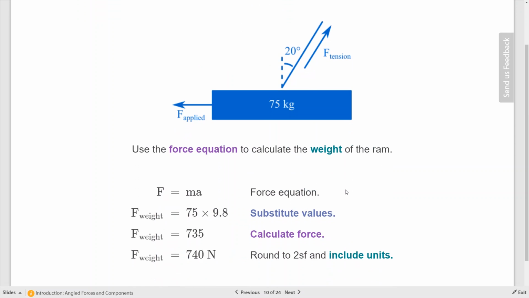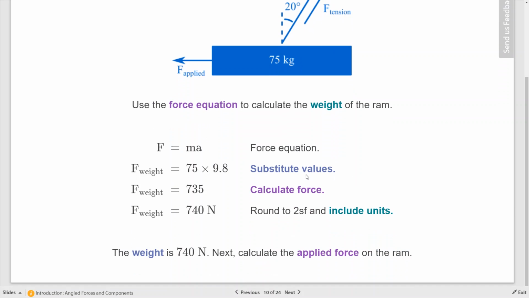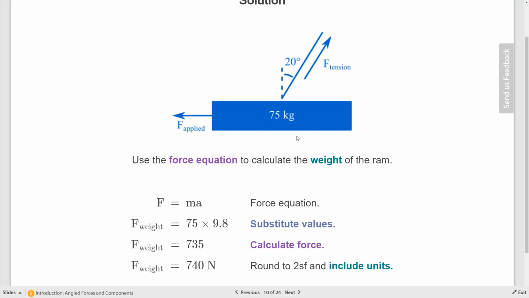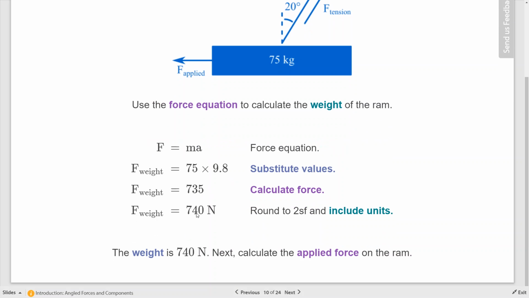So let's do that. Well, we've got a mass here, so we have to change that to a force to start off with. We use that force equation, F equals ma, to calculate the weight on the ram. So force is equal to 75 times 9.8, or whatever is in your formula and constant sheet for g. And so therefore the weight pulling down, that's the vertical component, is going to be equal to 740 newtons. They rounded that to two significant figures. Remember that 0 doesn't count. It's actually 735, as we'll see in a minute.